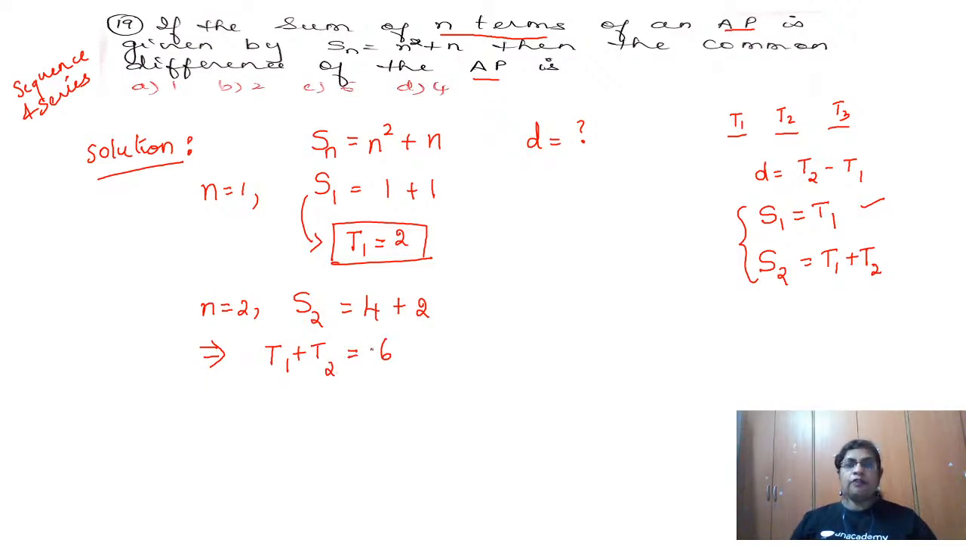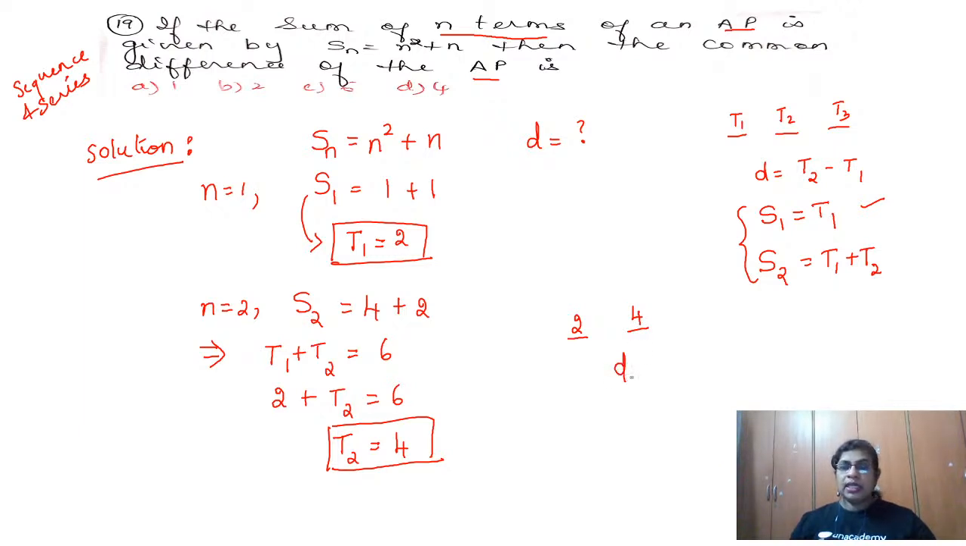Do you know the value of T1? Yes, substitute. So T1 is equal to 2, plus T2 is equal to 6. So therefore T2 is equal to 6 minus 2, which is equal to 4. So now you got the second term also. Now once I have two terms, that is enough to find the common difference. What is my first number and the second number? First number here is 2, second number here is 4.